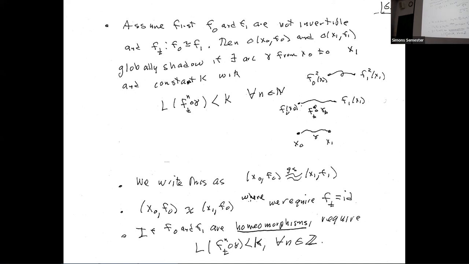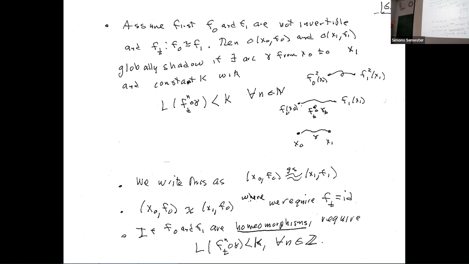All right, so now let's define what we mean by Nielsen equivalent. We're going to have two cases here, invertible maps and non-invertibles. For non-invertible, we just go forward in time. We say they globally shadow if there's an arc between them and a constant k such that the length of this arc between them stays uniformly bounded as we iterate. So say we're in a manifold, and they bounce around the manifold. When they bounce around, there's an arc between them that doesn't stretch, it just stays like that.